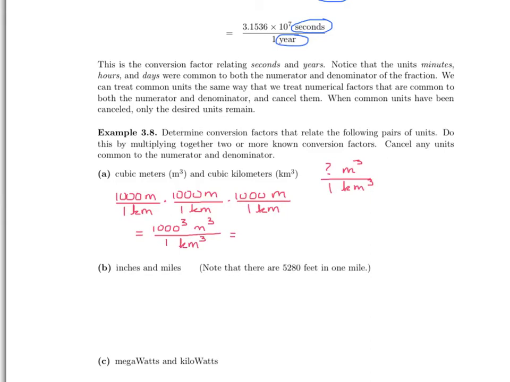If we cube 1,000, we can either do that on our calculator or we can use our exponent rules. Remember that 1,000 itself is 10 cubed. So 1,000 cubed would be 10 cubed cubed. And this is cubic meters over 1 cubic kilometer.